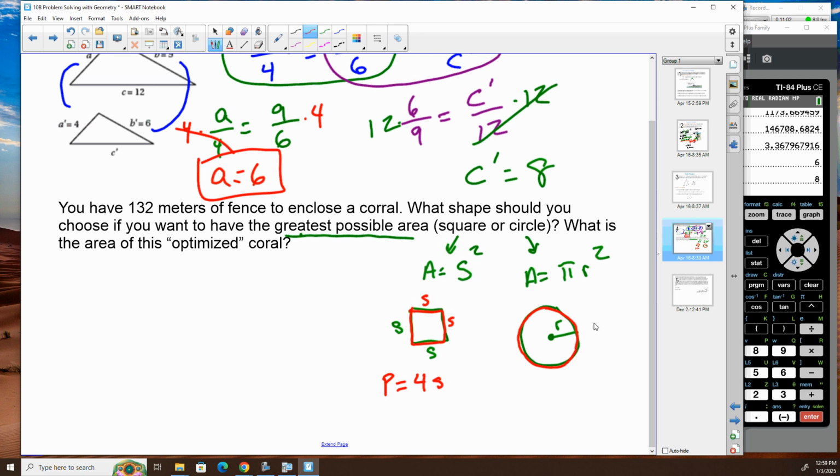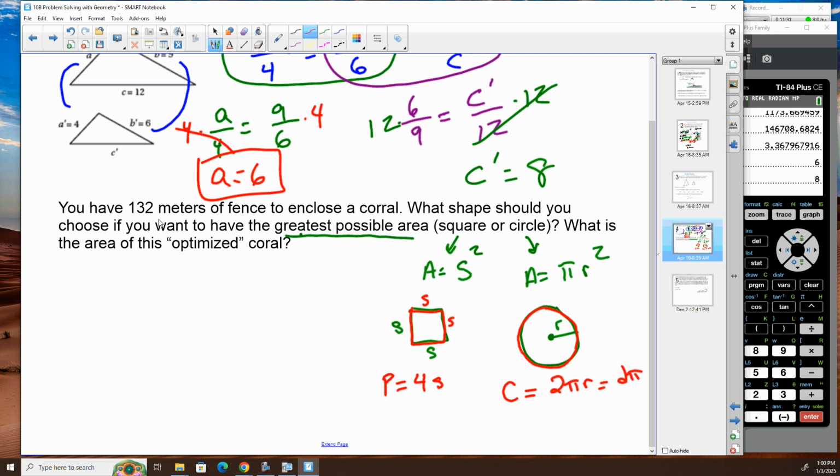On a circle, the distance around a circle, instead of calling that a perimeter, we usually call that circumference. So the formula for circumference is 2 pi r, or 2 times the radius is the same as the diameter, so I could also say the diameter times pi. So basically, I'm going to need to find the perimeter of the square and the circumference of the circle and find out which one of those gives me the larger area.